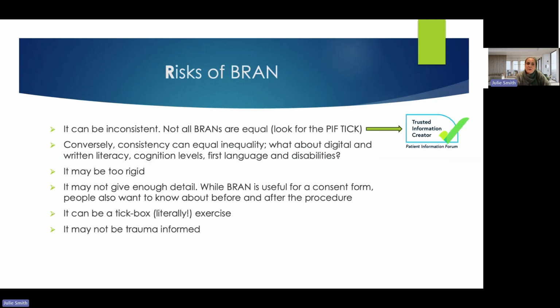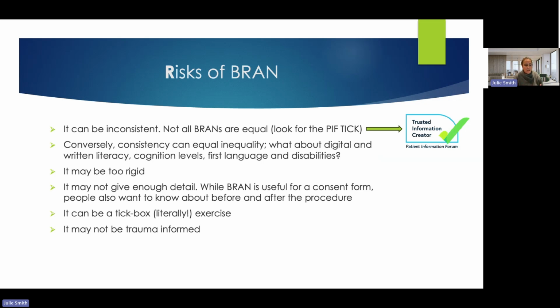So the risks of BRAN: it can be inconsistent. This is where I talk about the Patient Information Forum. If you're a patient and you're being given information, I'd really encourage you to look for the PIF tick. The PIF tick is a certification that PIF provide to healthcare information producers if they adhere to certain processes and approaches to creating that information, and those processes are reviewed every year. So it's not just that they get the tick and then they can go out and spread that information. They are constantly being reviewed and assessed.